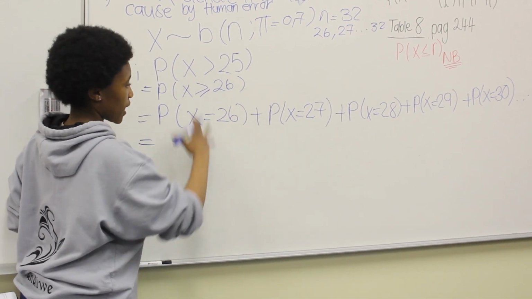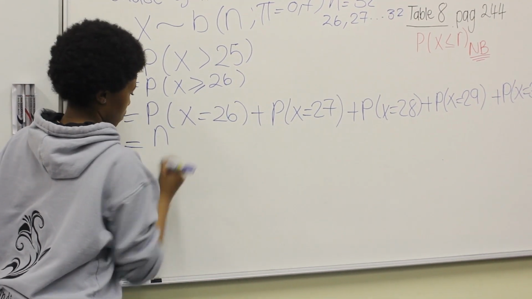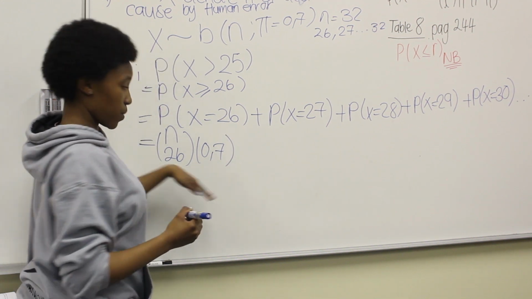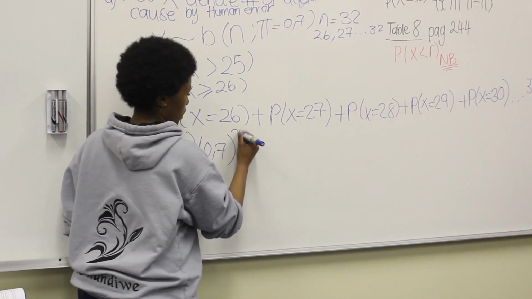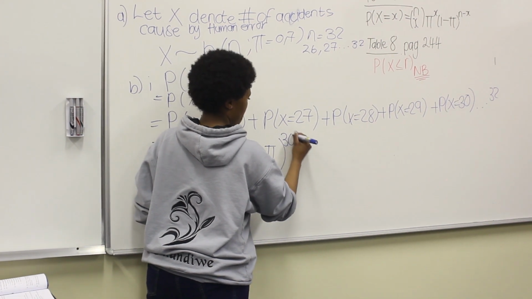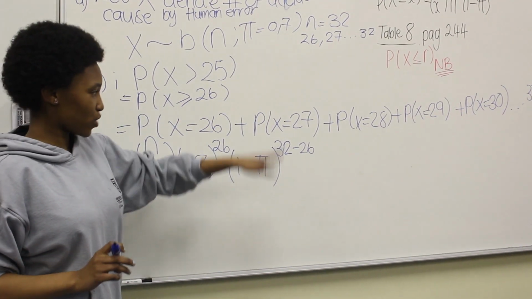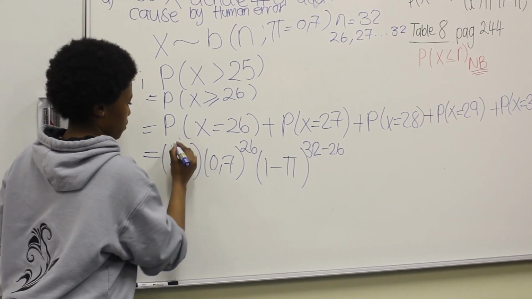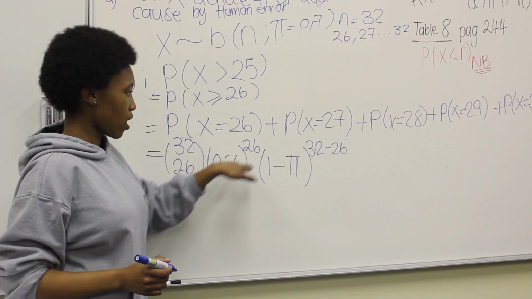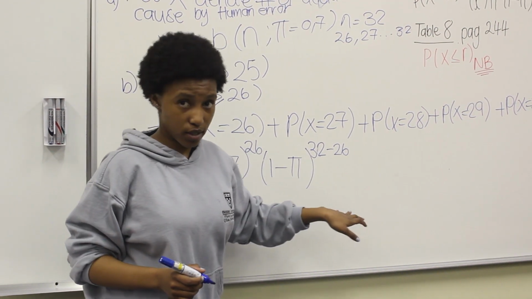So putting the formula into actual practice, the probability that x is equal to 26 is n choose 26, times pi, which is 0.7, the probability of success, to the power of 26, times 1 minus pi, all to the power of 32 minus 26. Sorry, this n is supposed to be 32. So it's 32 choose 26, times the probability of success to the power of 26, times 1 minus pi to the power of 32 minus 26.